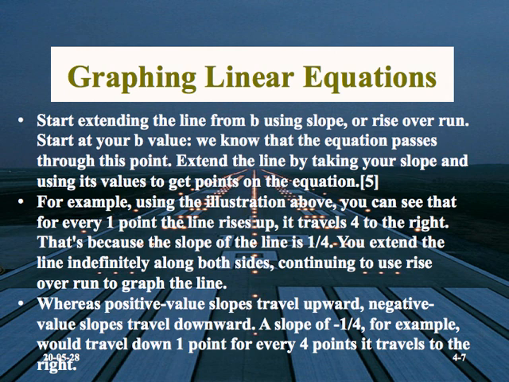You extend the line indefinitely along both sides, continuing to use rise over run to graph the line. Whereas positive value slopes travel upward, negative value slopes travel downward. A slope of -1/4, for example, would travel down 1 point for every 4 points it travels to the right.